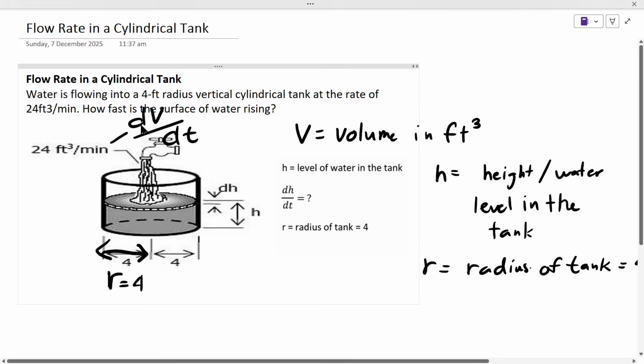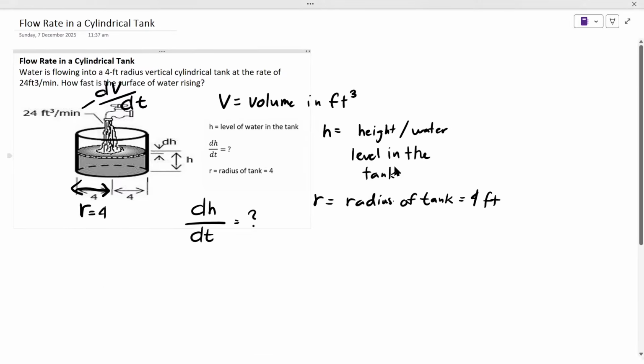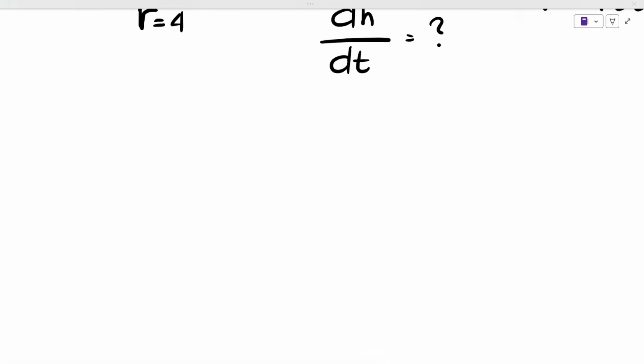We need to calculate how fast the surface of water is rising. How fast, so the change in height over change in time. So we need to find this. Now, let's model the equation.